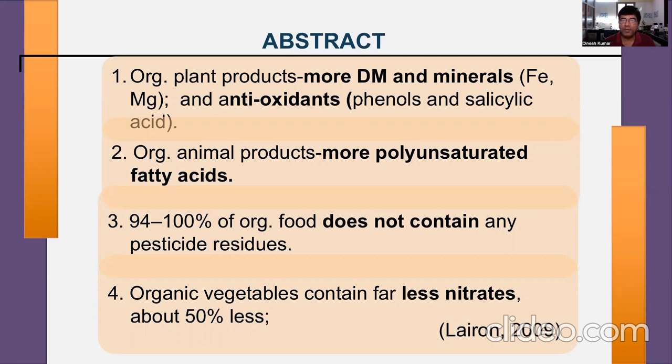If they have more dry matter, then more minerals like iron, magnesium. And they also contain more antioxidants. Example is phenols and salicylic acid. These products are phenols and salicylic acid, they are part of antioxidants. So there are a number of molecules which are considered as antioxidant. So now question comes, why organic products contain more dry matter?